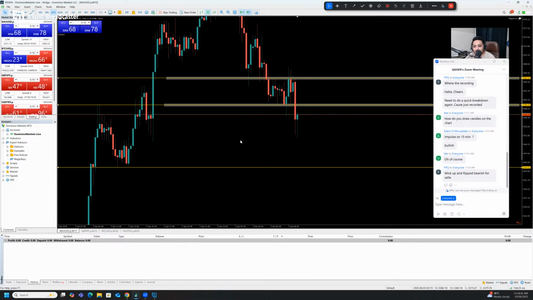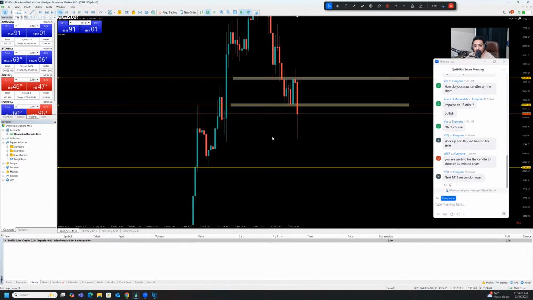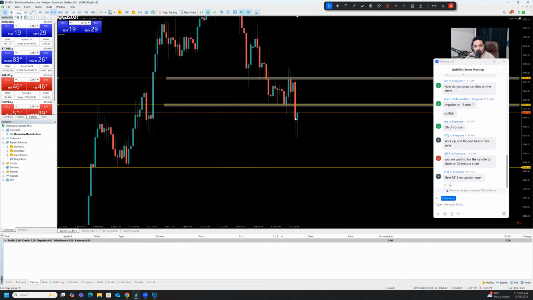Wake up and flip bearish for sell. Chris, what are you talking about on the 30-minute time frame? Next, M15, on M15 right now it's continuously pushing to the bullish. Look at this one. There's no confirmation for the sells right now.